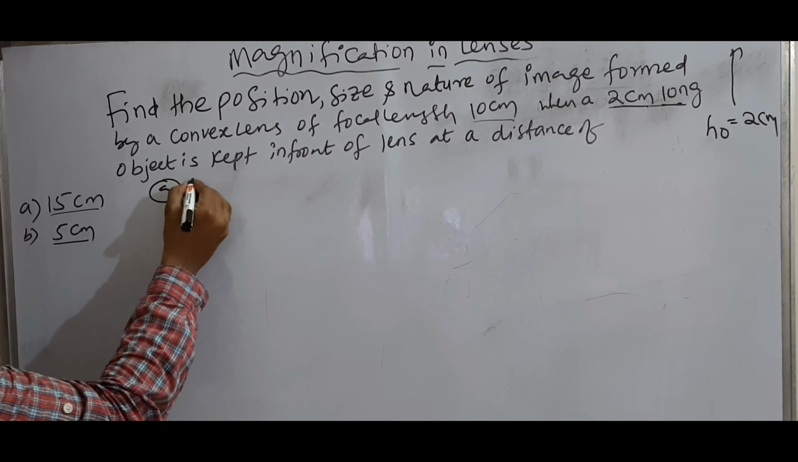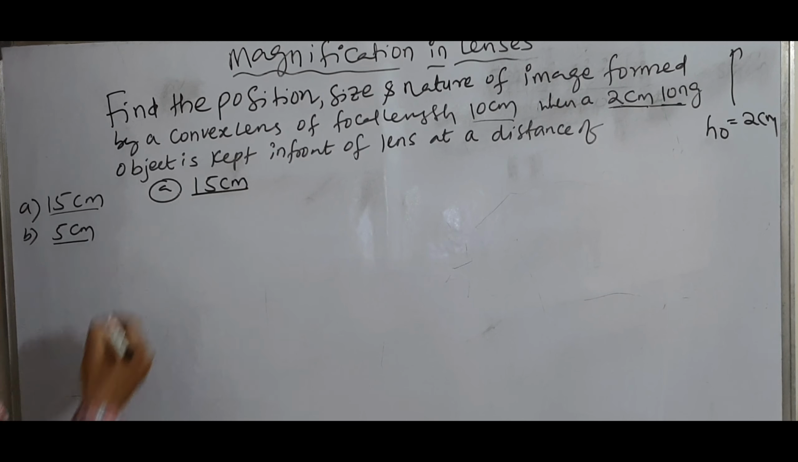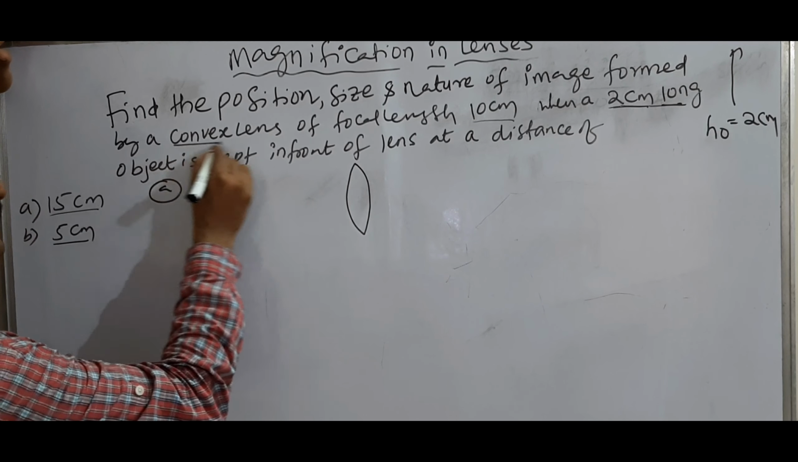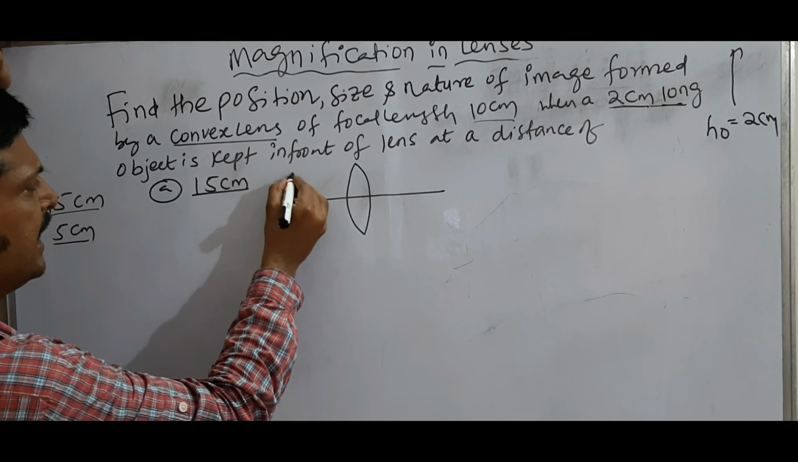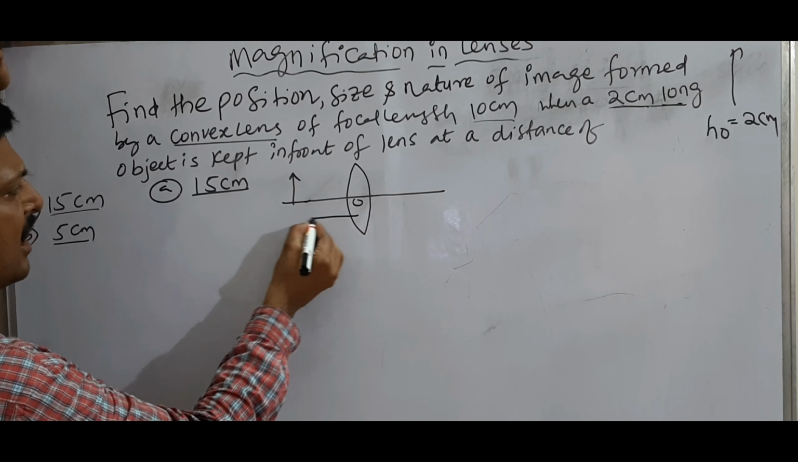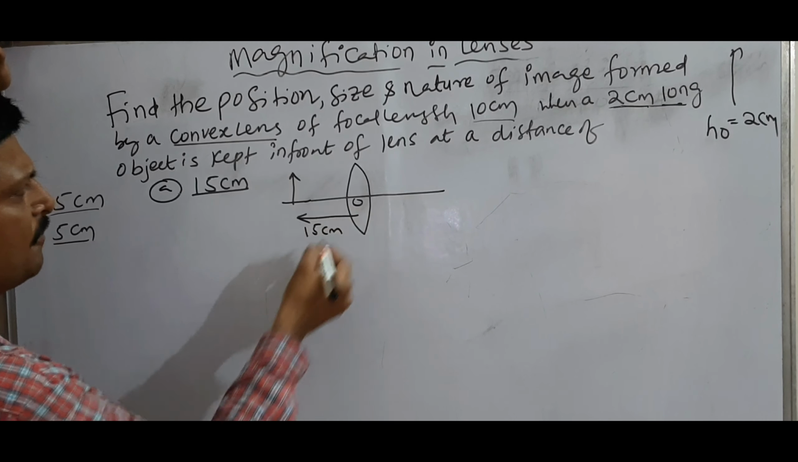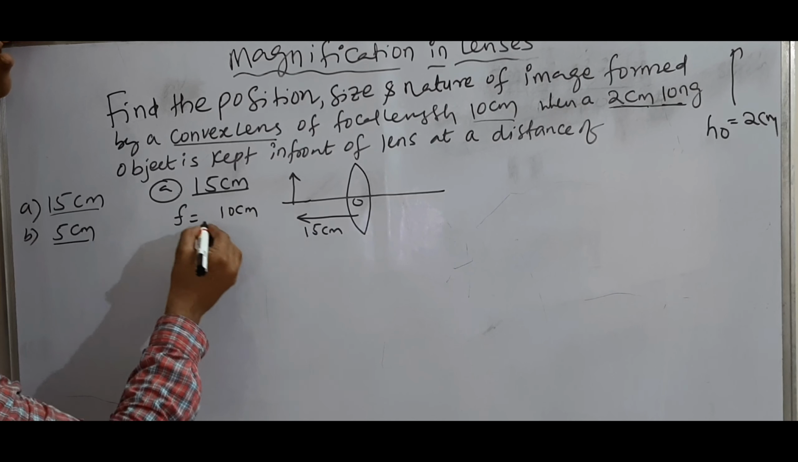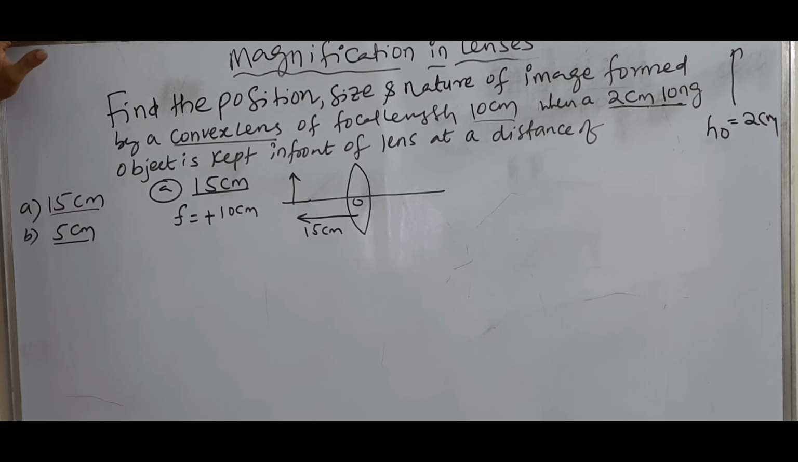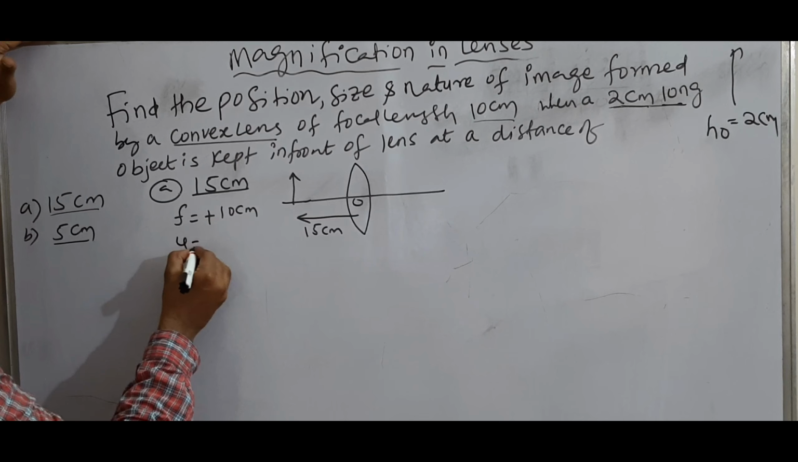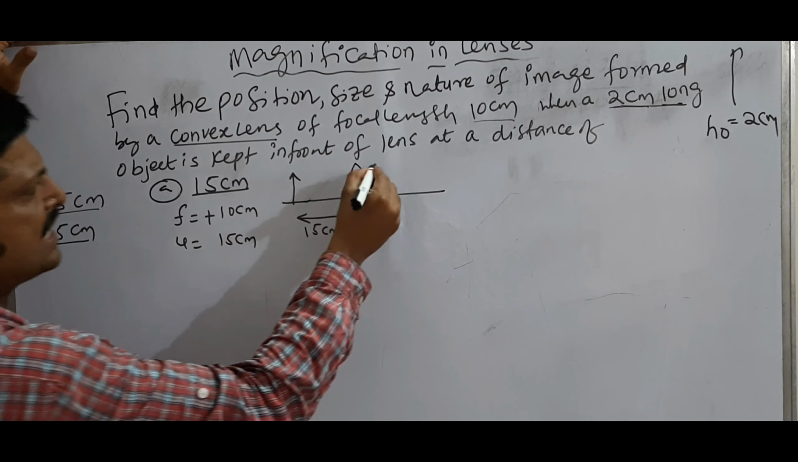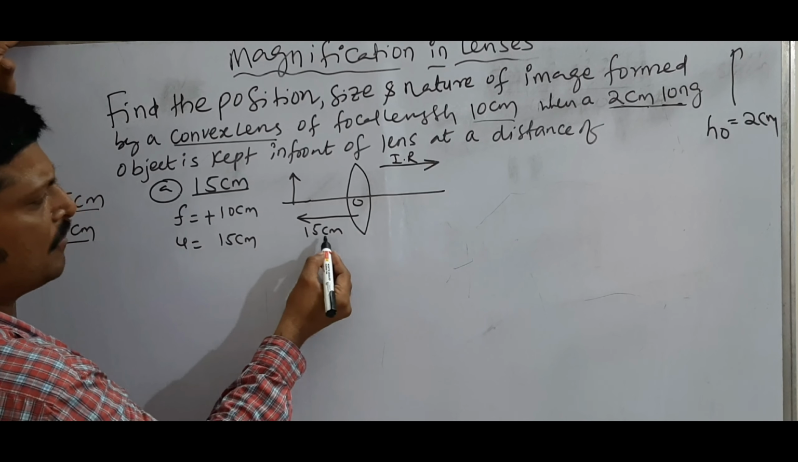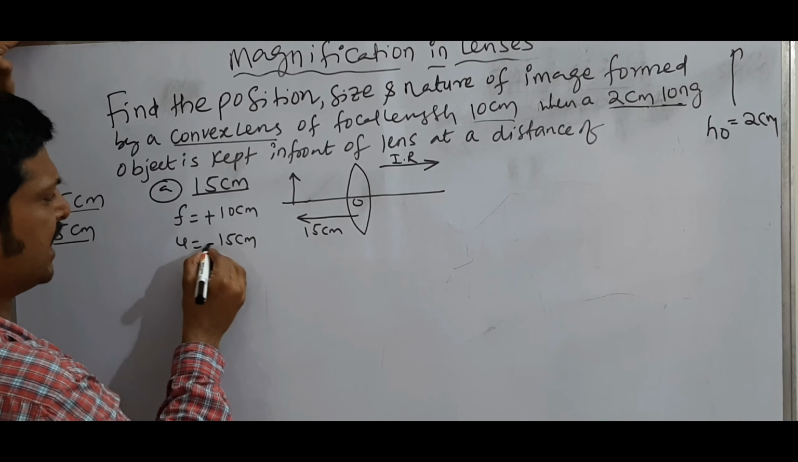Let's see here first, when the object is placed at a distance of 15 cm. So first draw the diagram. Convex lens. When the object is placed at 15 cm, all distances are measured from optic center. Right. Focal length is given 10 cm. You know very well for convex lens, focal length is positive. Then object distance u is equal to 15 cm. In the direction of incident rays, the distances are positive. But this is opposite to incident rays. So this distance is negative.